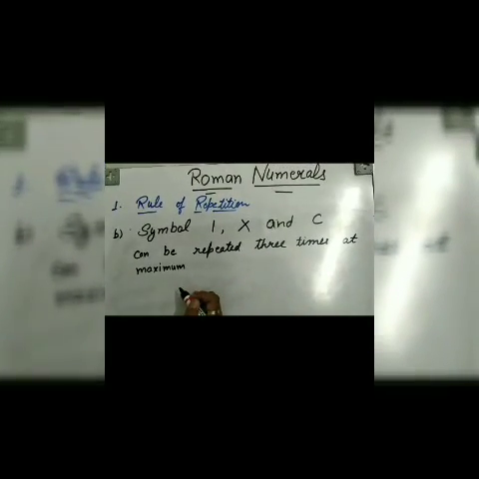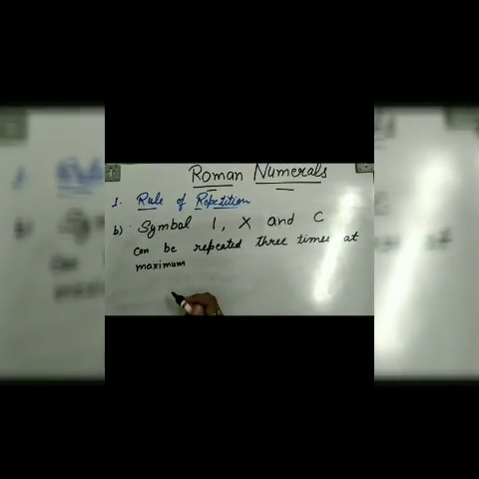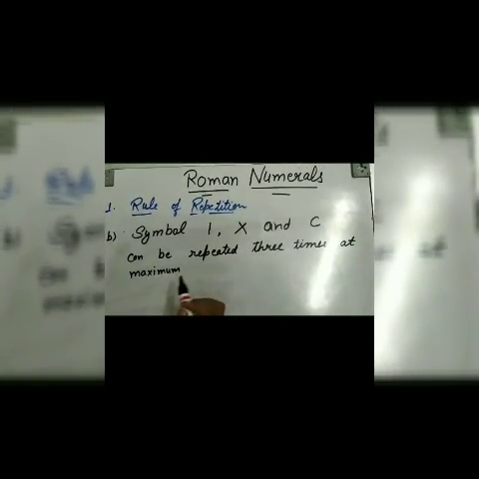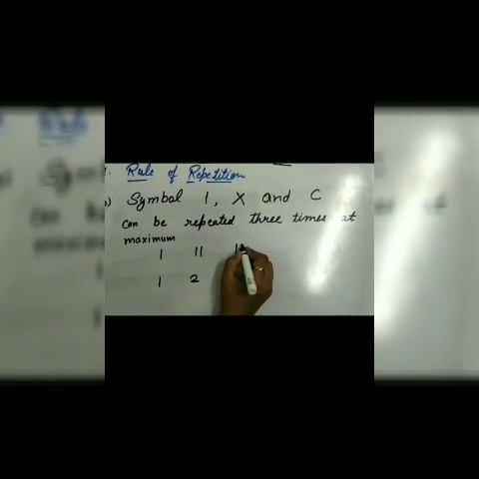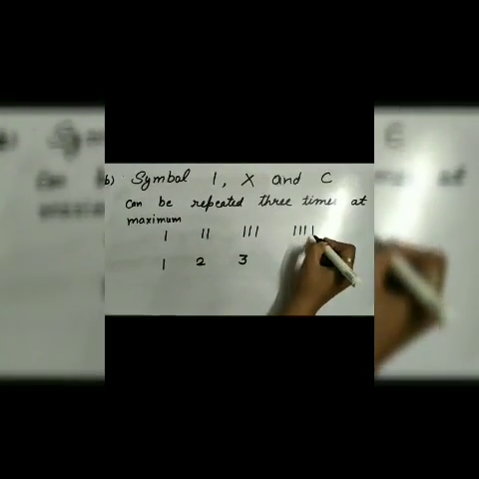Now see its B part. Symbols I, X and C can be repeated 3 times at maximum. It means we cannot repeat the symbols I, X and C more than 3 times. See the example. Single I stands for 1. Then double I stands for 2. Then triple I stands for 3. But we cannot write I 4 times for the number 4.